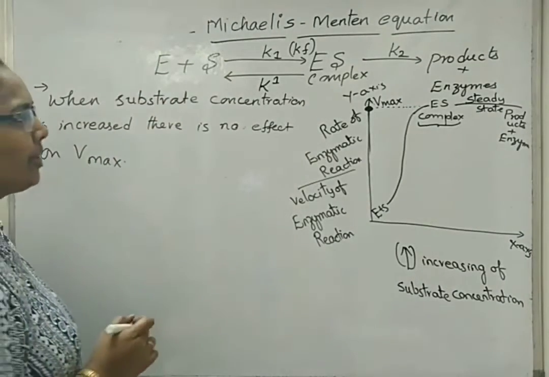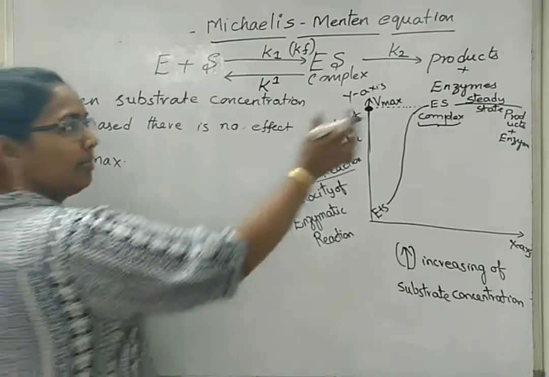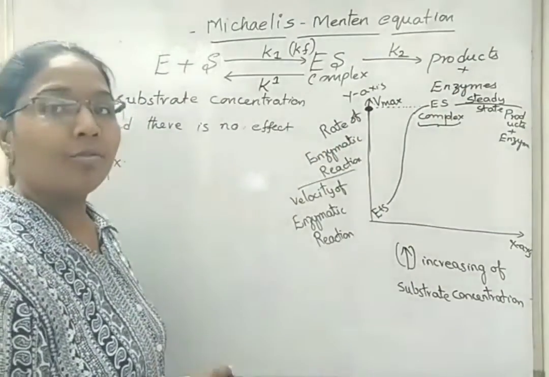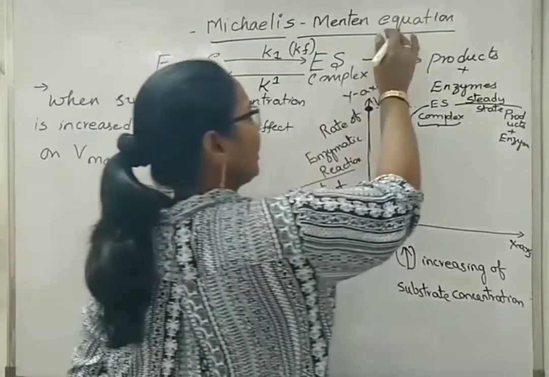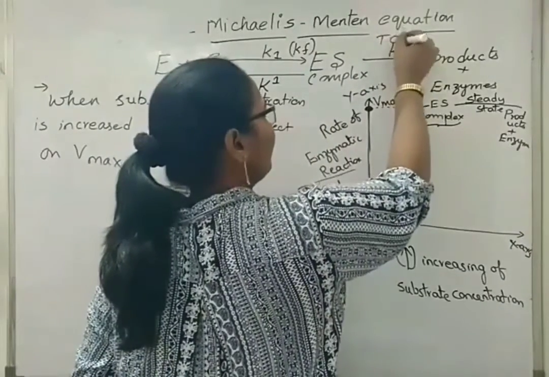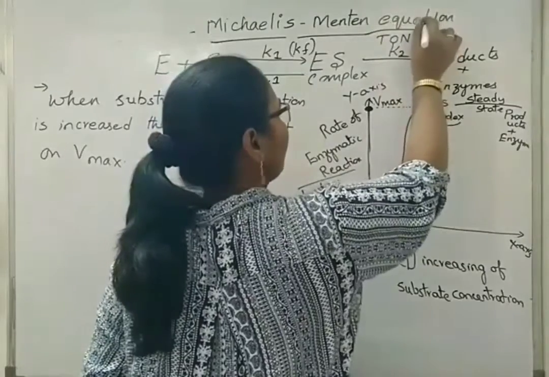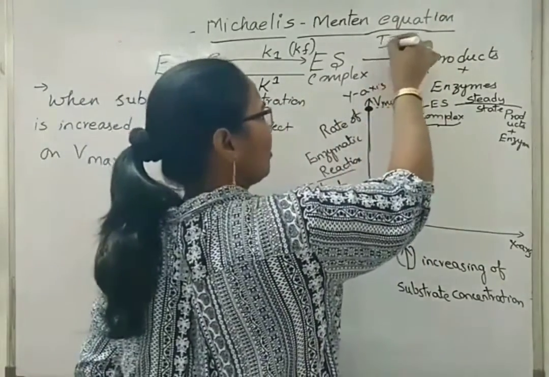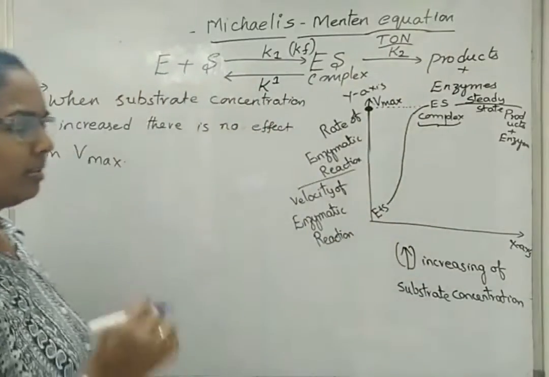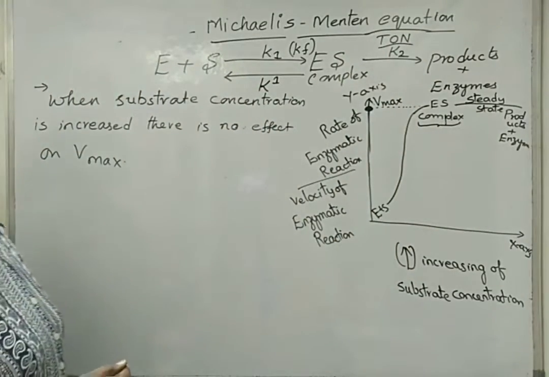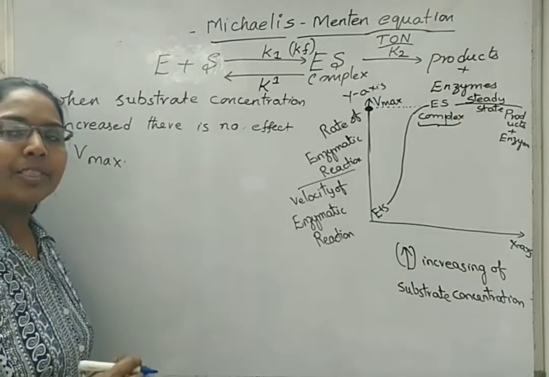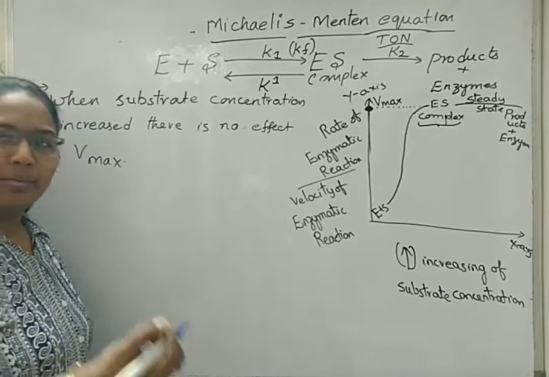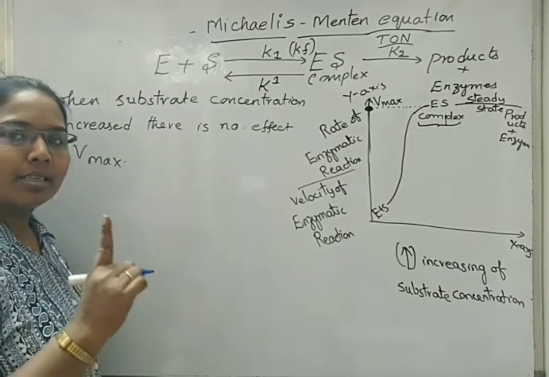Next, after formation of the enzyme substrate complex, we are seeing the product formation. This indicates turnover number also. So we can also write here as TON, which indicates turnover number. Already in the previous video, we have discussed what is turnover number. Again, we will see just the definition. Turnover number indicates the number of substrates that are converted into the products in a particular time, means in a minute, by one single enzyme.